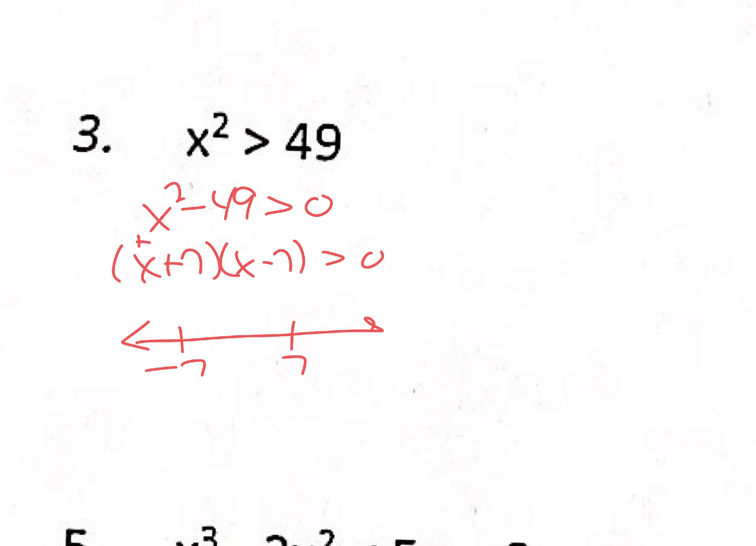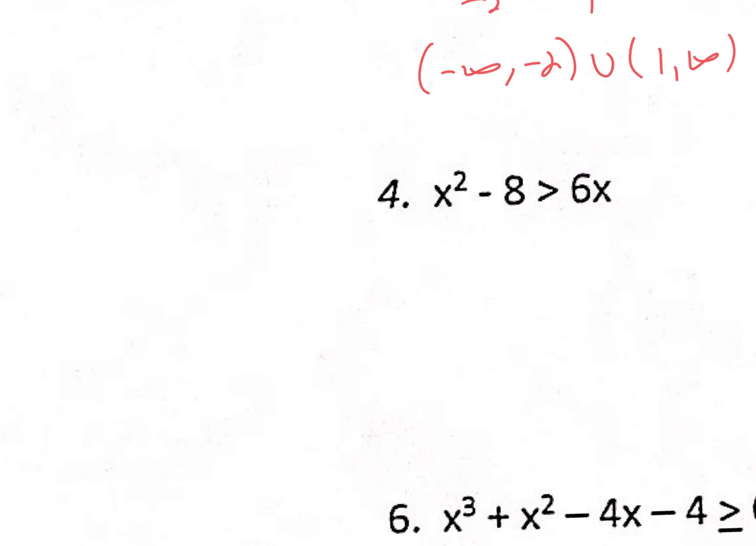So that makes that 107, that makes that 93. They're both positive. So where's 100? It's past the 7. So everything out there is positive. Negative in there, positive out here. I'm looking for greater than 0, which is positive. So -infinity to -7, and also 7 to infinity.